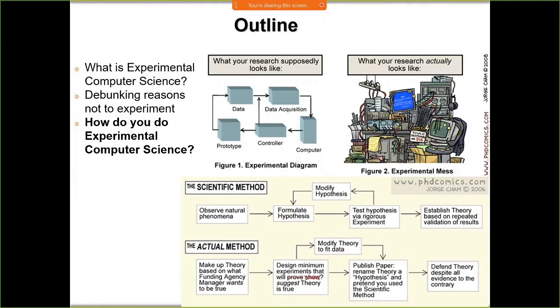So the next part of the method down here is to design an experiment to suggest the theory is true, right? Well, in a sense, I am going to design an experiment that's going to suggest the theory is true.